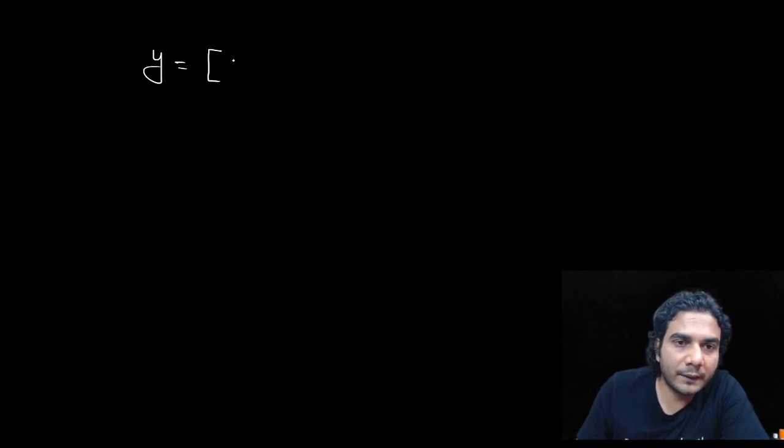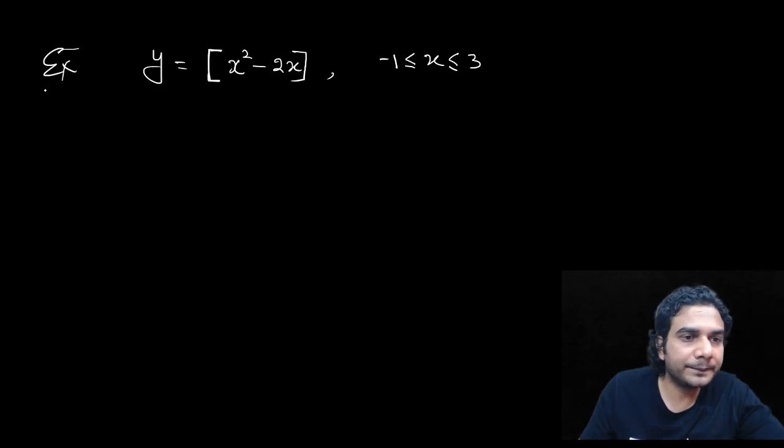So let's plot y is equal to greatest integer of, when x belongs to minus 1 to 3. That's it. Try this example, okay? Then I'll discuss it.